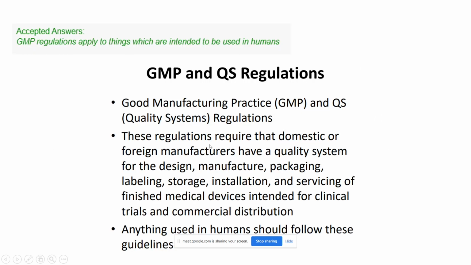And these are basically good manufacturing practices and quality regulations to ensure the quality of the product throughout, from the beginning of the design and manufacture to the end distribution. And this is for all kinds of products used for clinical trials or commercial distribution. And these should always follow GMP or QS guidelines.